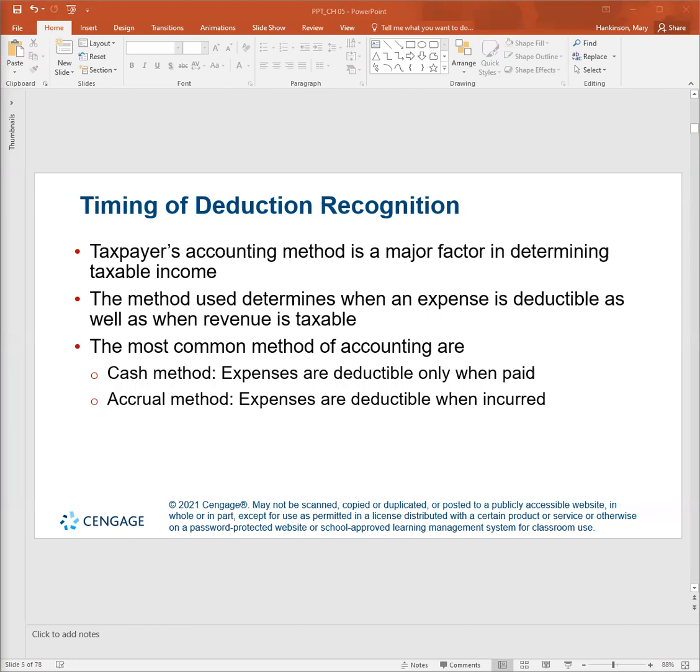So the code and regulations also require that the accounting method used clearly reflect income and that items be handled consistently. The most common methods of accounting are the cash method and the accrual method. If a taxpayer owns multiple businesses, it is permissible to use the cash method for some and the accrual method for others.